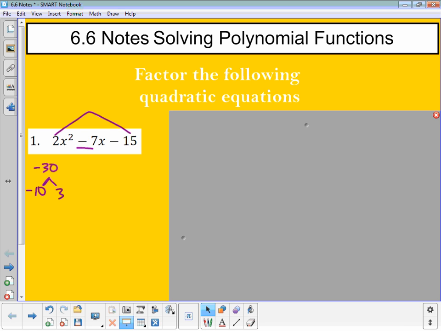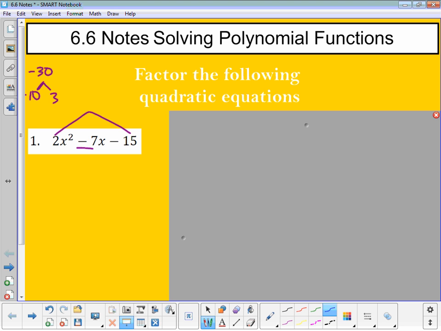Now this is where I'm going to split the middle term. I'm getting rid of that negative 7x, and I'm going to put in the negative 10x and the positive 3x. So I have 2x squared minus 10x plus 3x minus 15. And then I'm going to go ahead and factor by grouping.